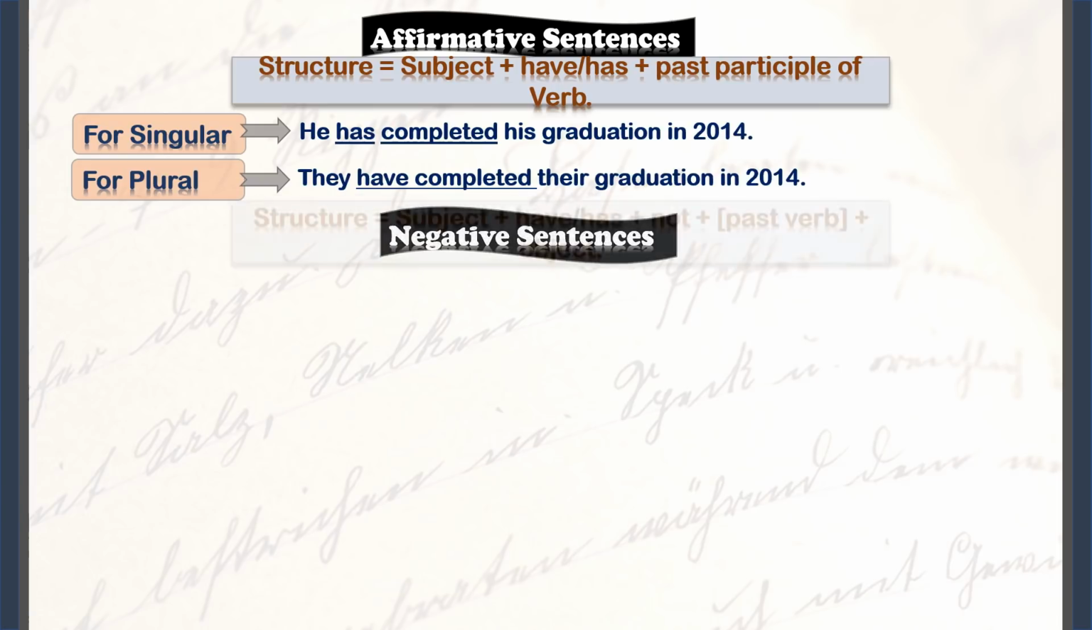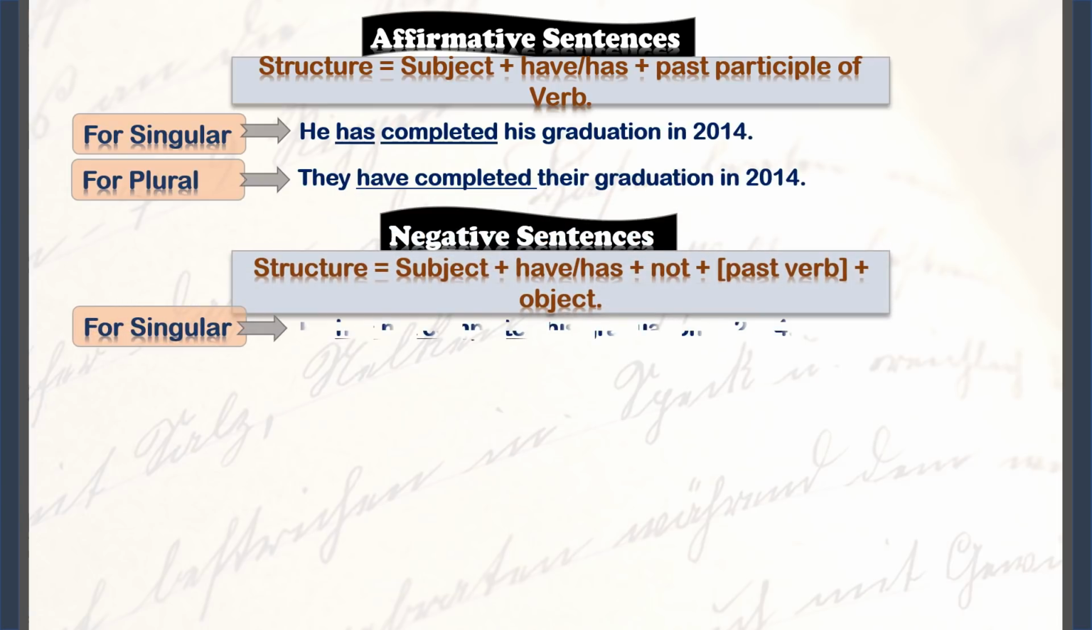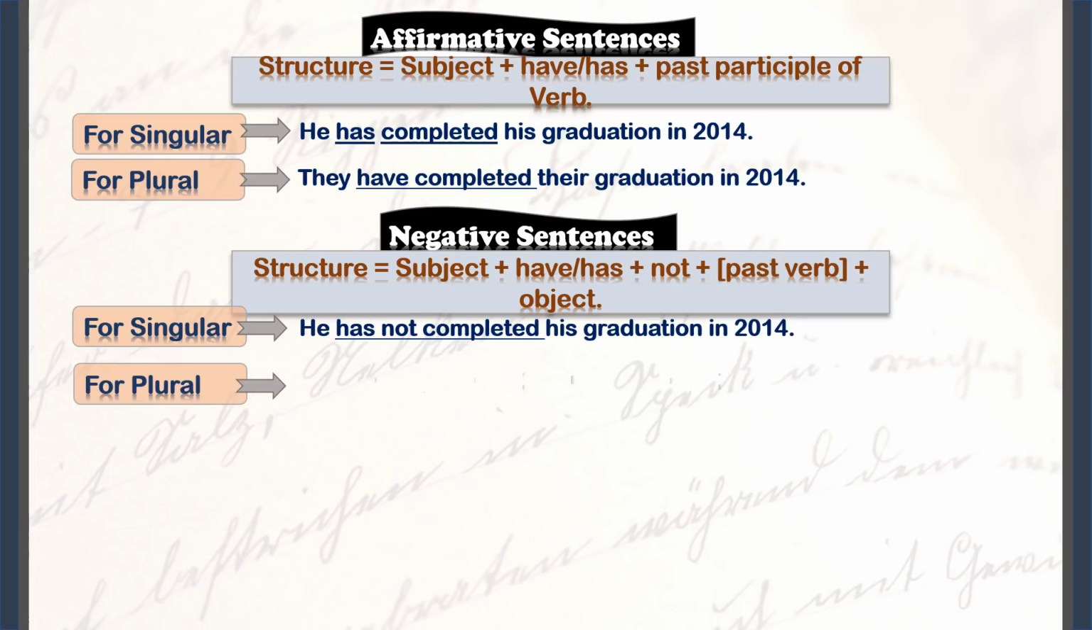Negative sentence. The formula for creating a present perfect verb in negative, the structure is subject plus have or has plus not plus past participle of the verb plus object. Example for singular, he has not completed his graduation in 2014. For plural, they have not completed their graduation in 2014.